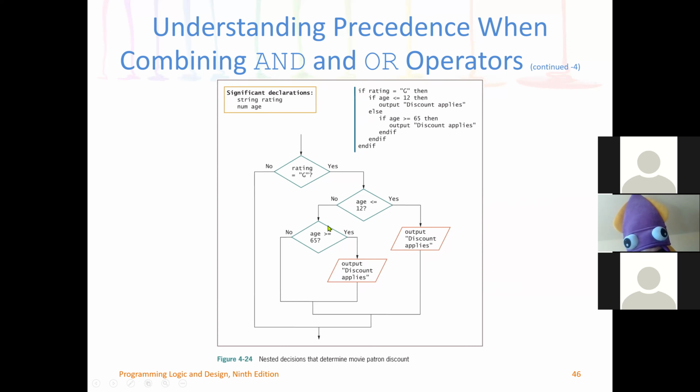But this time we are not using the logical operators but a nested if statement, and that's what is here. If the rating is yes, then age: if less than or equal to 12, discount. Else if greater than 65, discount also. This is a nested if.